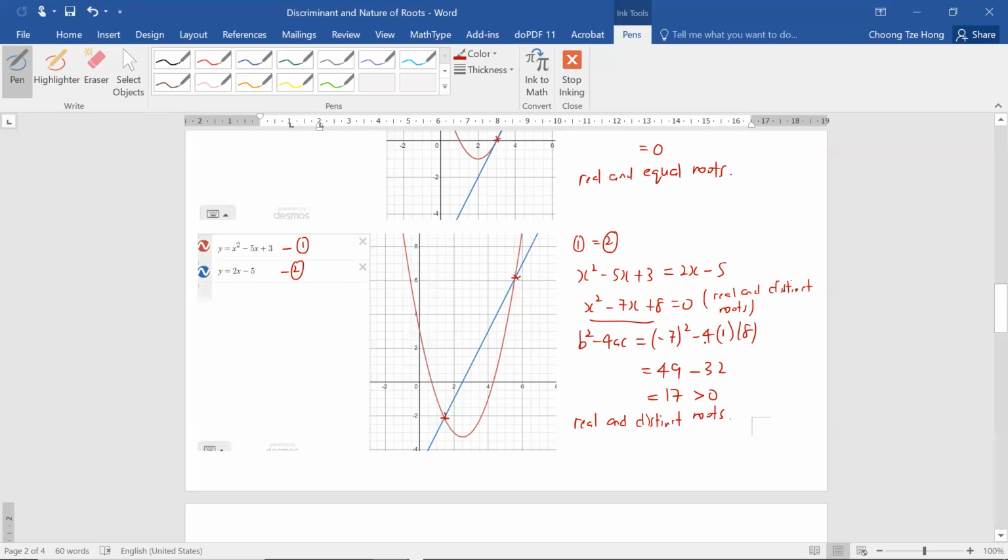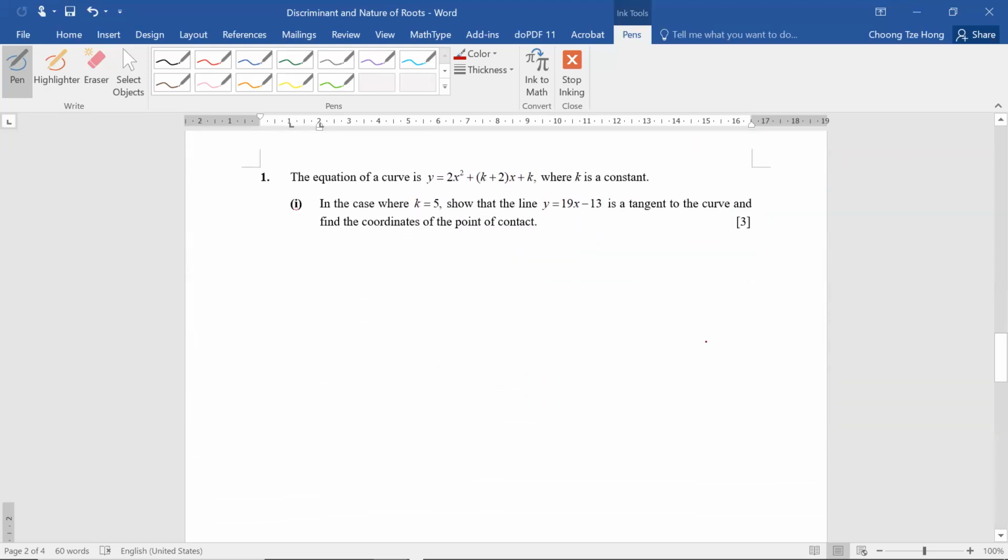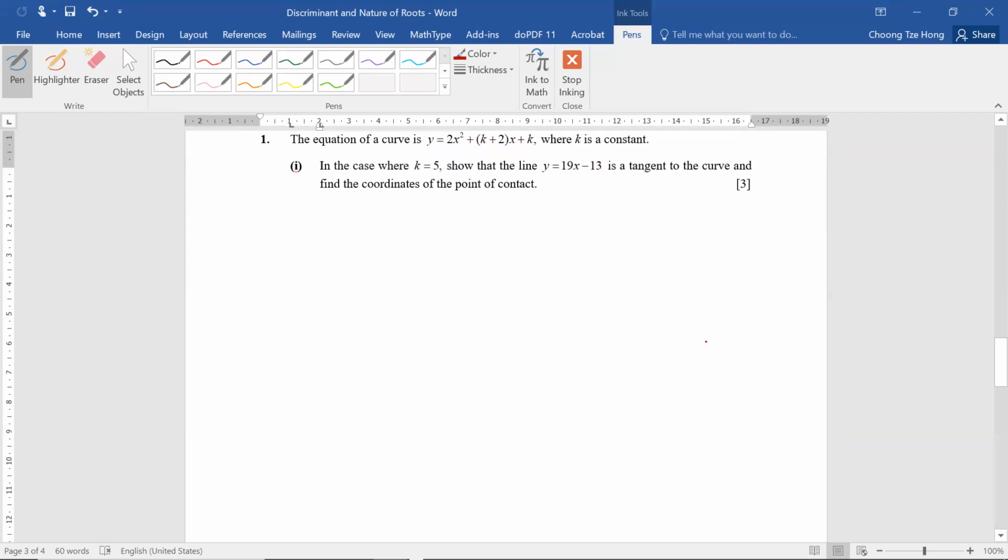It's consistent. So let's end off this recap by looking at the O-level question. I think this is from the 2018 paper. The question goes like this: the equation of a curve is y equals 2x squared plus (k plus 2)x plus k. In the case where k equals 5, show that the line y equals 19x minus 13 is tangent to the curve, and then find the coordinates of the point where the curve will touch the line.